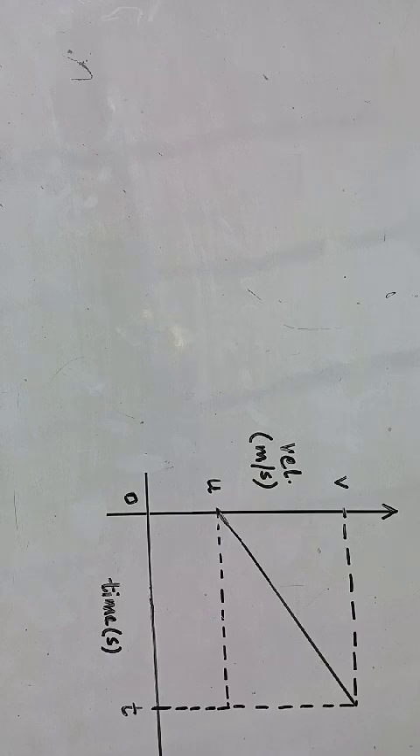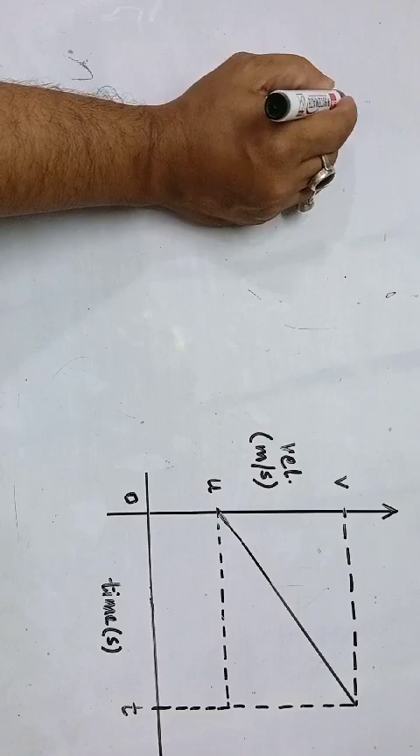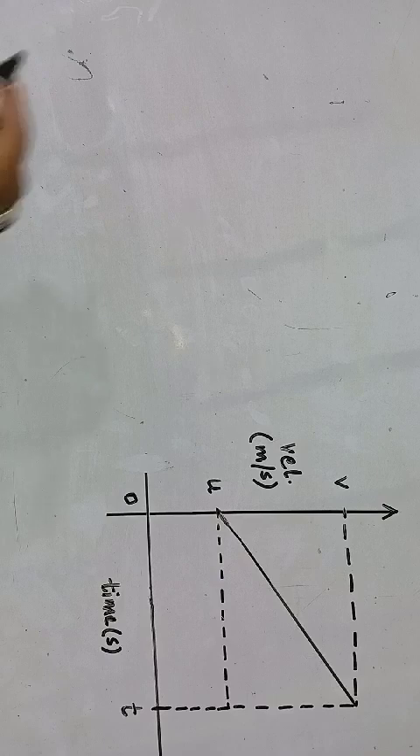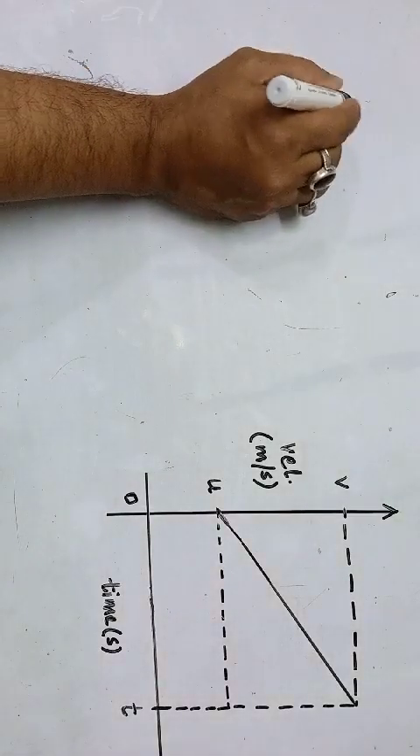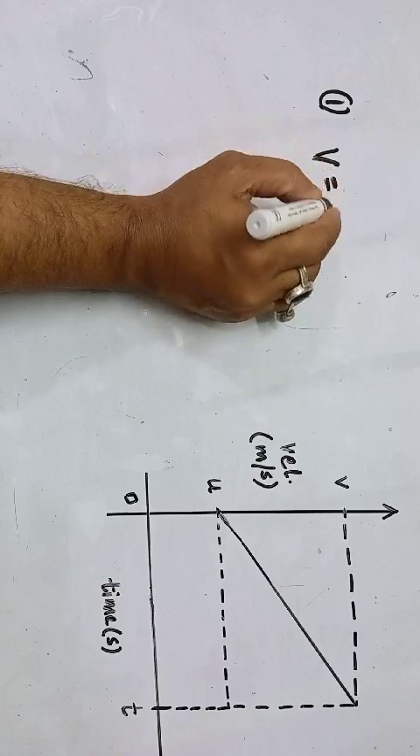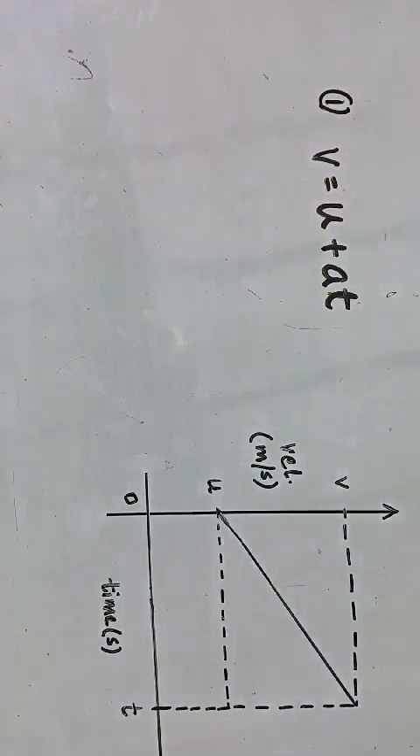There are basic three equations that we have. I'll first of all list them in front of you, and then we will see how we can go ahead with the derivation part of it, because it is sometimes essential for you to know that. The very first one that you have is v is equal to u plus a t.